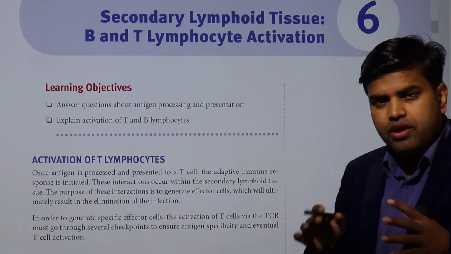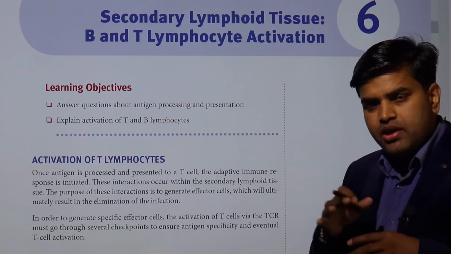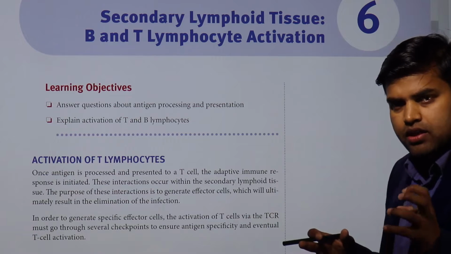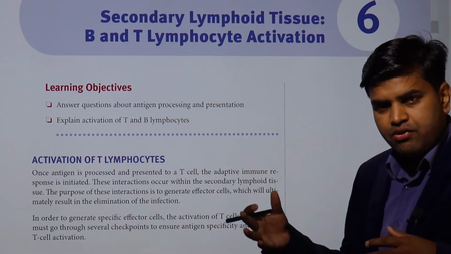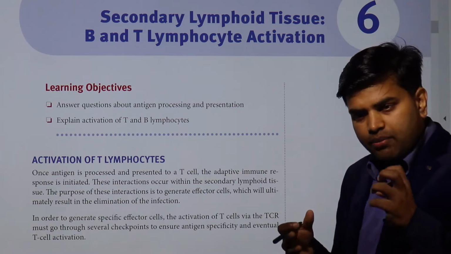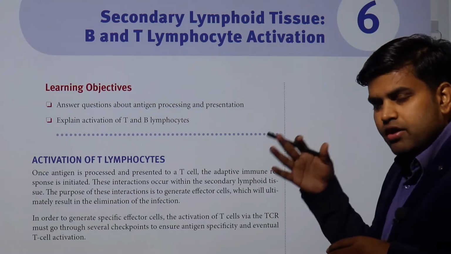We know if there is an infection in any part of your body, then what happens? The inflammatory cells, the phagocytic cells, will reach there. The macrophages and dendritic cells will capture the antigen and try to kill it. So this is the process at your inflammatory site.